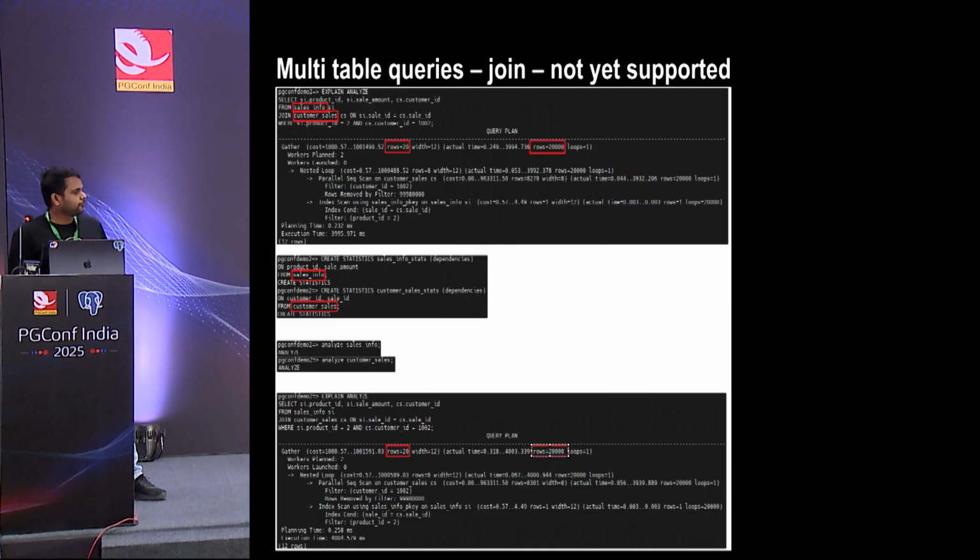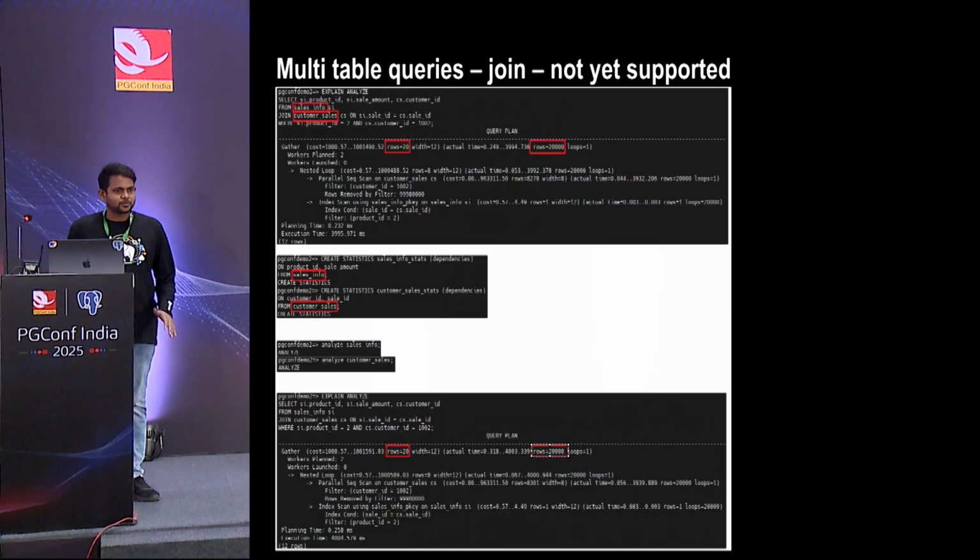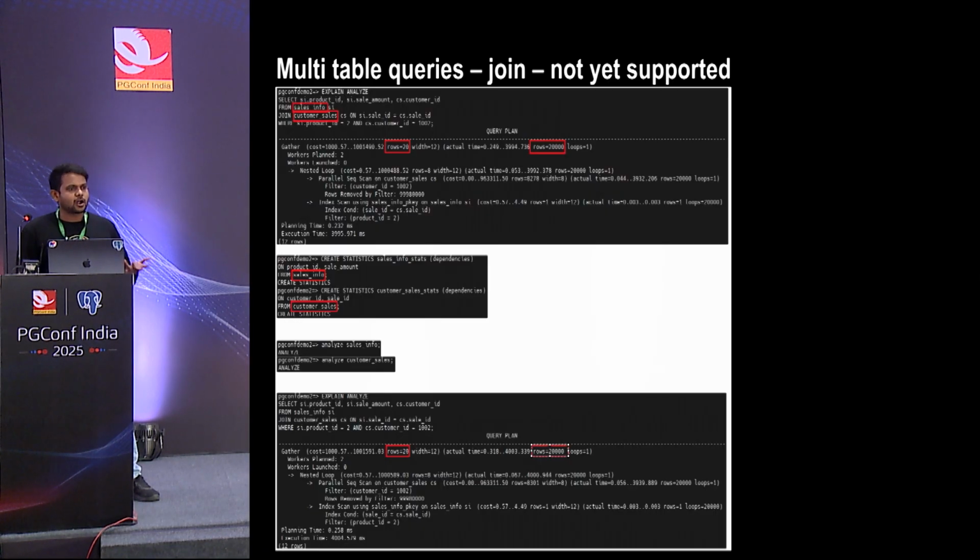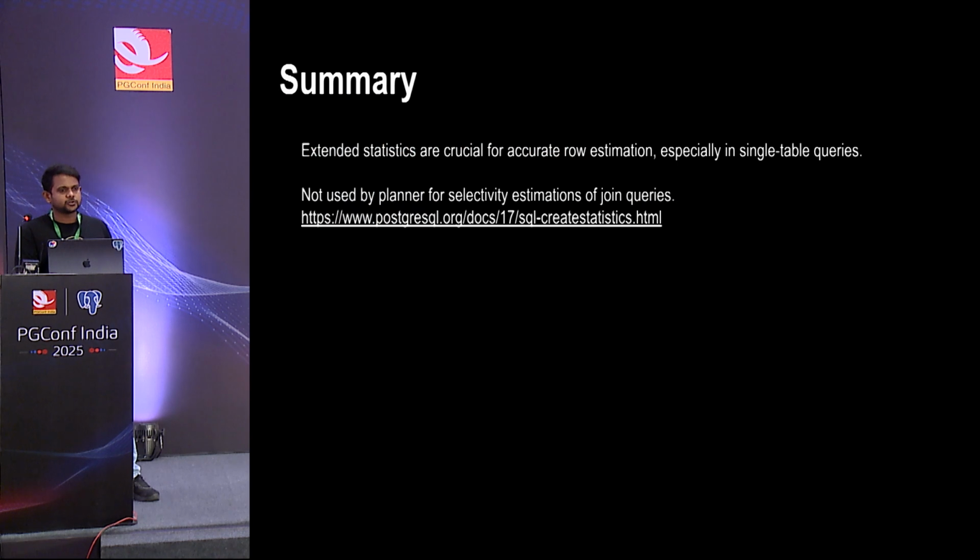Now, when are these extended statistics not useful? If you have join queries, right now Postgres is not supporting the extended statistics for join queries. So you need to test them, and if you have a join query for which the planner is going out of estimates, make sure you try to rewrite the query. So that's my 5-minute talk. Thank you.